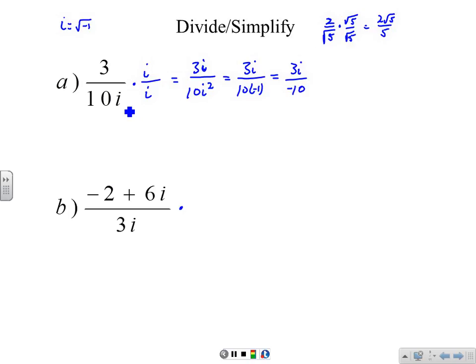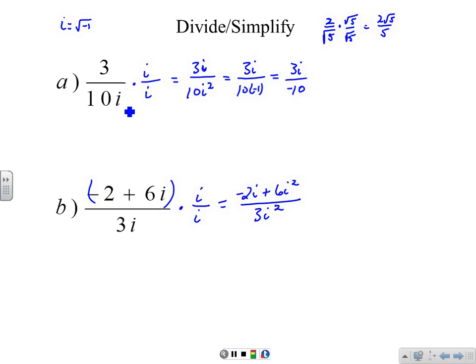Okay, same thing here. I need to multiply the top and the bottom by i to get that i out of the denominator. On the top, that's the distributive property. So i times negative 2 is negative 2i, and i times 6i is going to be 6i squared. And then on the bottom we have 3i squared.